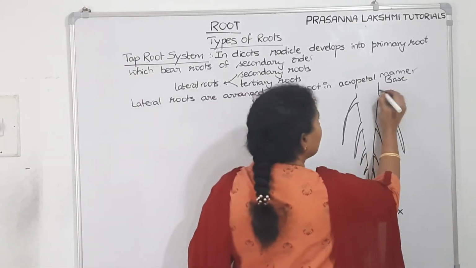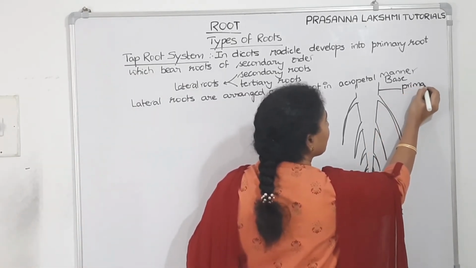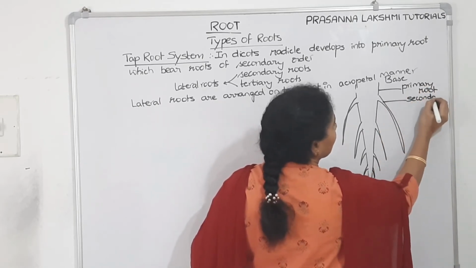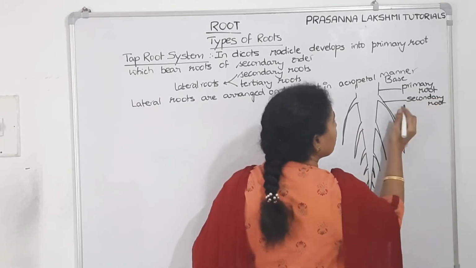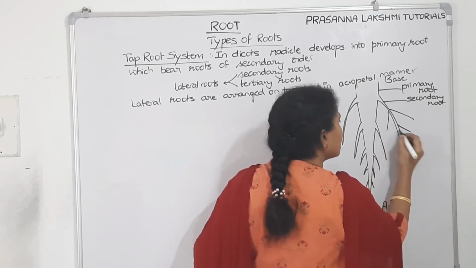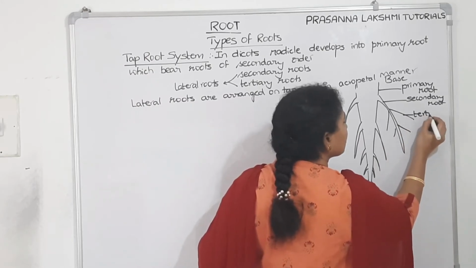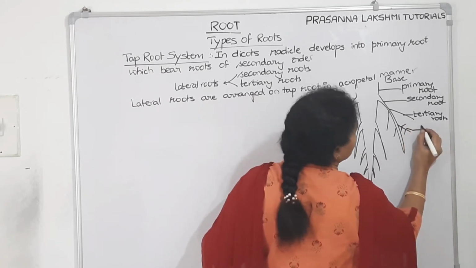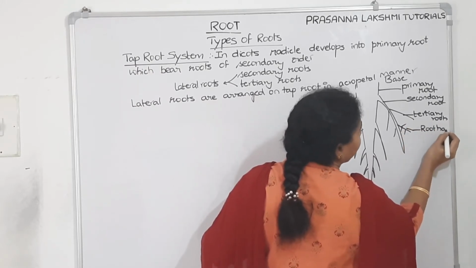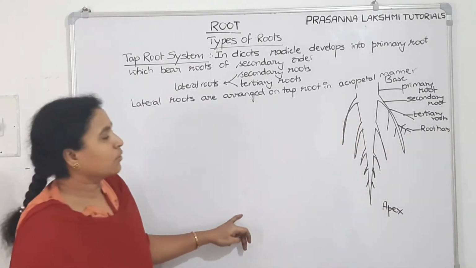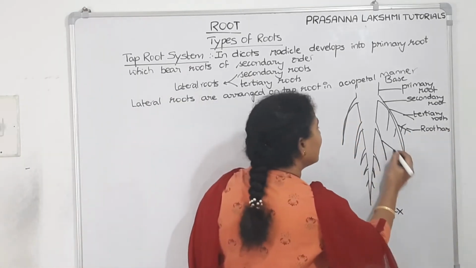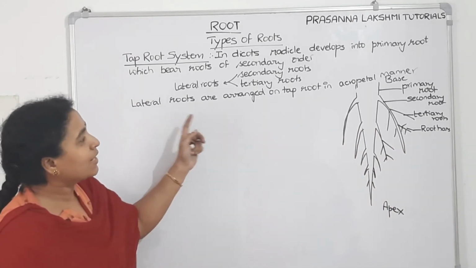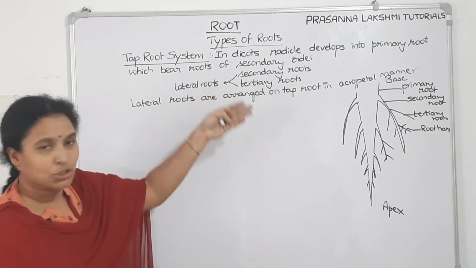Now this root is called the primary root. On the primary root, here is a secondary root. On the secondary root, further branches are there. So these are tertiary roots. On the tertiary roots, these small hair-like structures are called root hairs. All of them are arranged in which manner? In acropetal manner they are arranged. So lateral roots are arranged in acropetal manner, and this constitutes the taproot system.